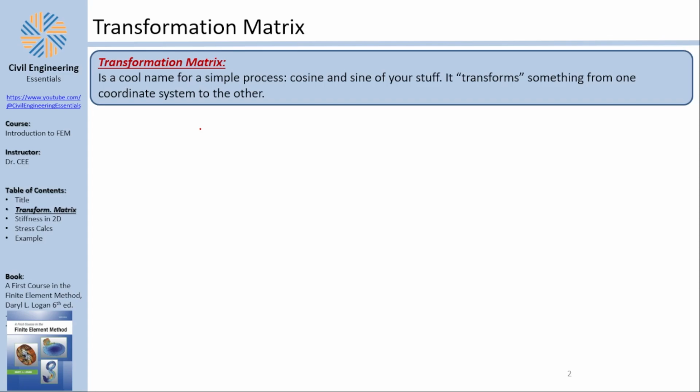Alright, so first things first, we're going to talk about the transformation matrix. Now, what is a transformation matrix? A transformation matrix is basically a cool way of saying cosines and sines. That's all there is. It basically transforms a vector from one coordinate system to the other.